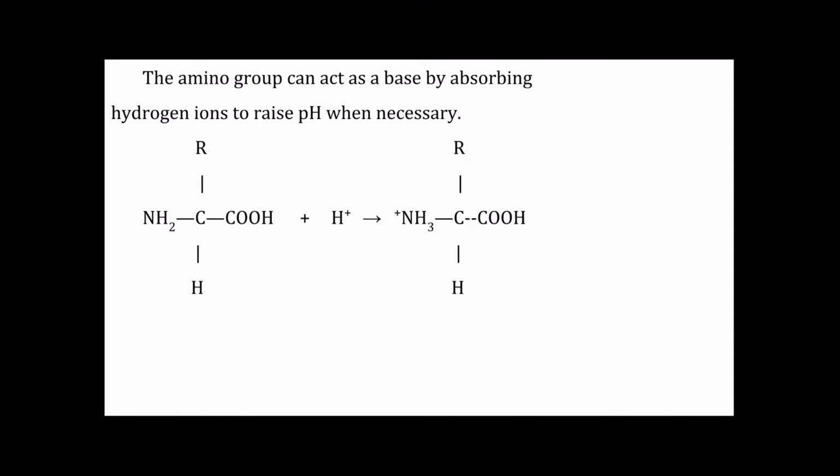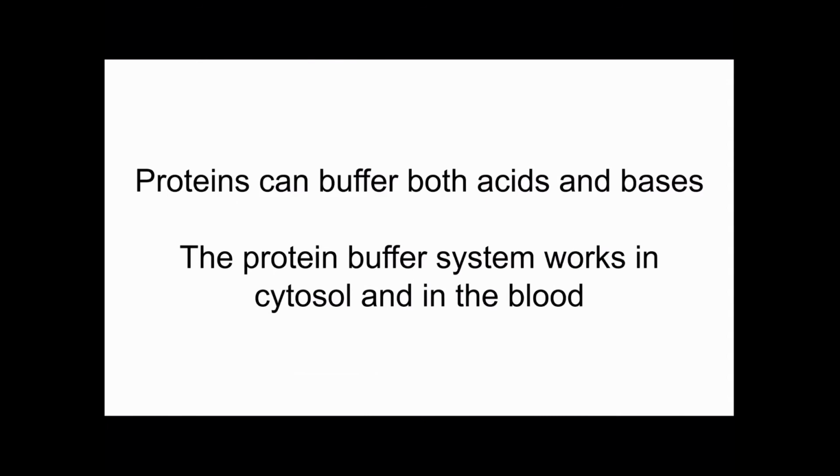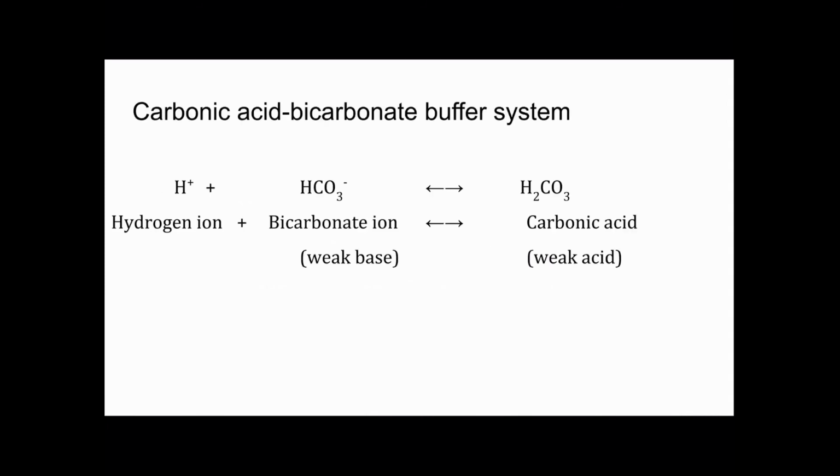Okay, so all of our amino acids can do that. Proteins can buffer both acids and bases because part of each amino acid can act as a weak acid, and part of each amino acid can act as a weak base. And so the number of amino acids in a given solution will be able to have an effect on the pH of that solution. So again, the protein buffer system works inside cells, and it works in the plasma of the blood, or well, in extracellular fluid, but plasma of the blood is one of those.